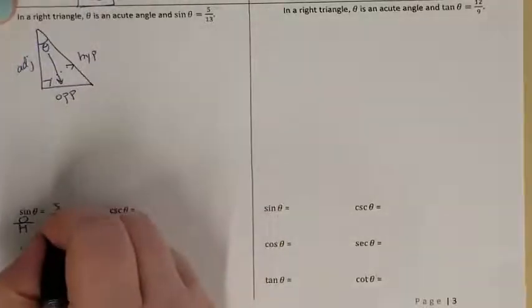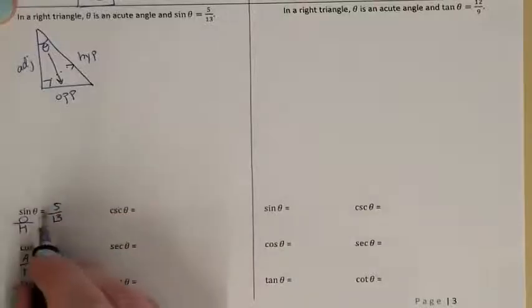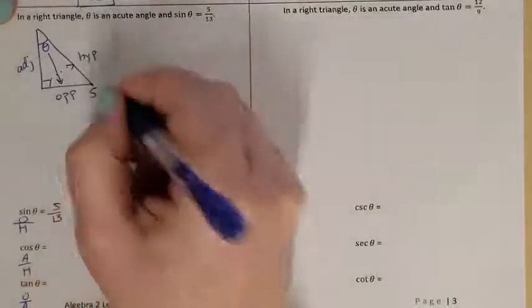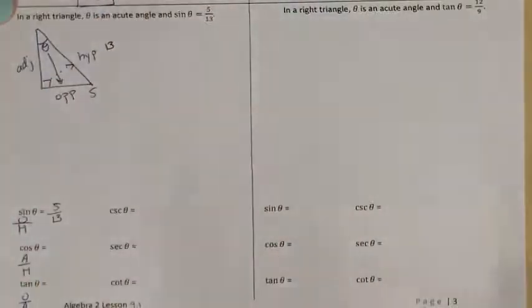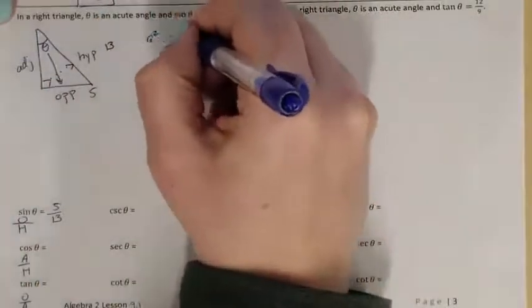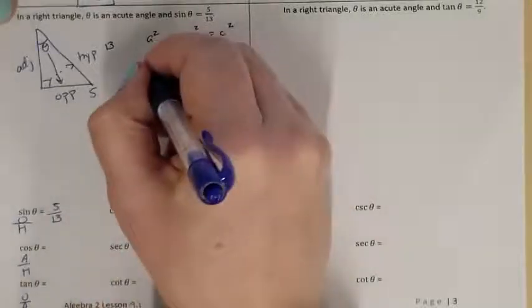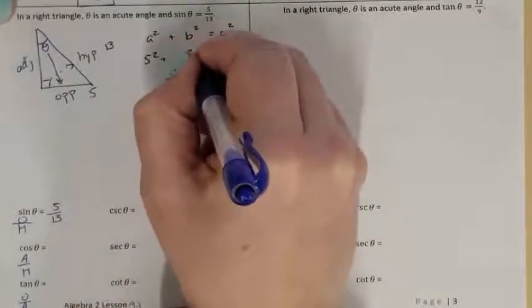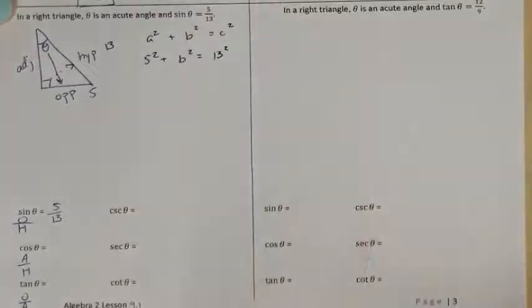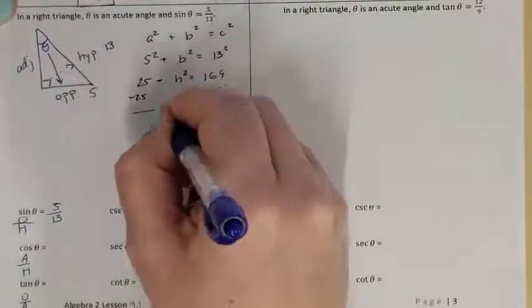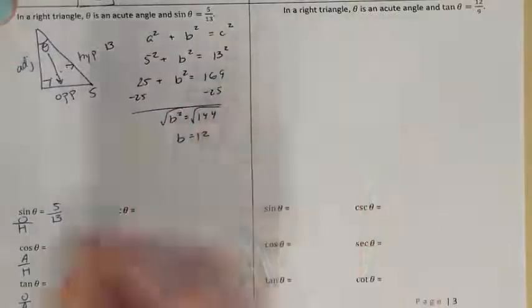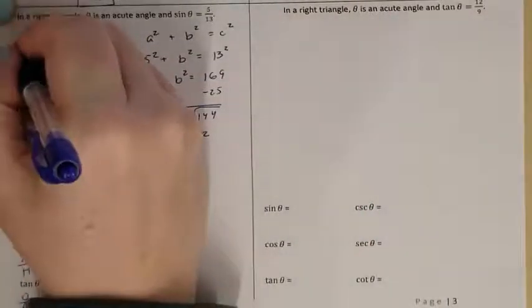So they gave me sine. So here's sine. Sine is 5 over 13, which meant the opposite is going to be 5. The hypotenuse is going to be 13, which meant I'm missing my adjacent. So a squared plus b squared equals c squared. And the only reason why I can use this is because it's a right triangle. So I know one of my legs, I don't know the other leg, and I do know my hypotenuse. So let's go ahead and solve for that missing leg. So b equals 12. So my missing side length is 12.